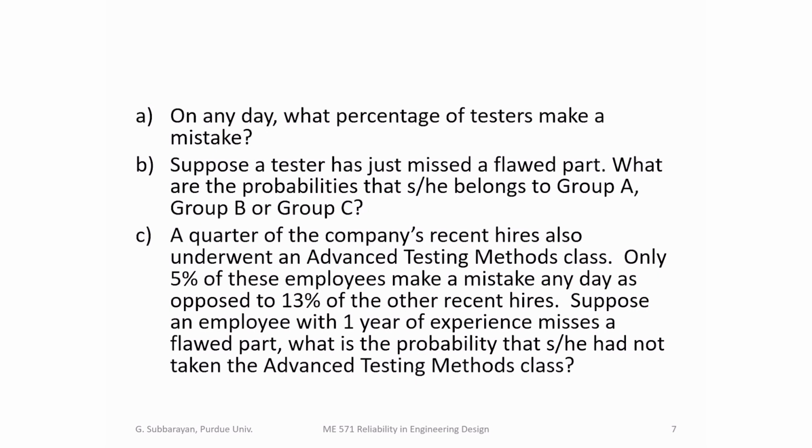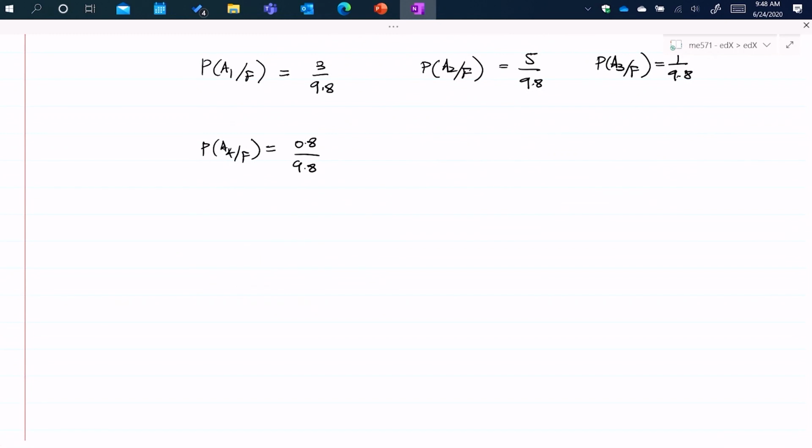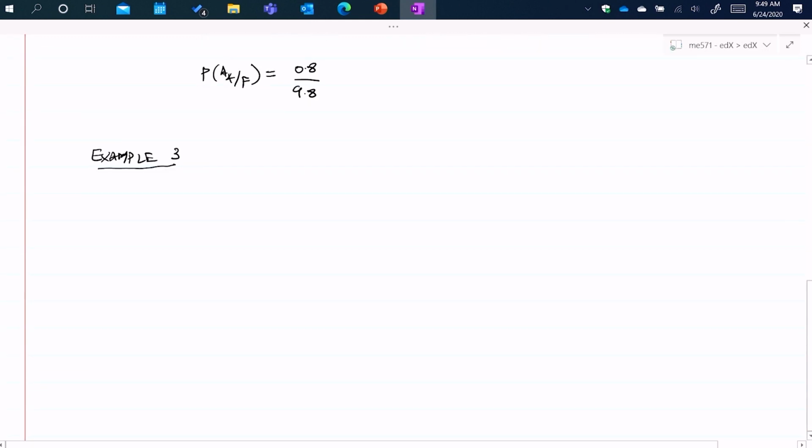In problems of this nature, it's critical to define events, and if possible, also to graphically depict the problem using Venn diagrams, as I will show here. So we are going to define events. Event A is employee belongs to group A. B is employee belongs to group B. And C is employee belongs to group C.